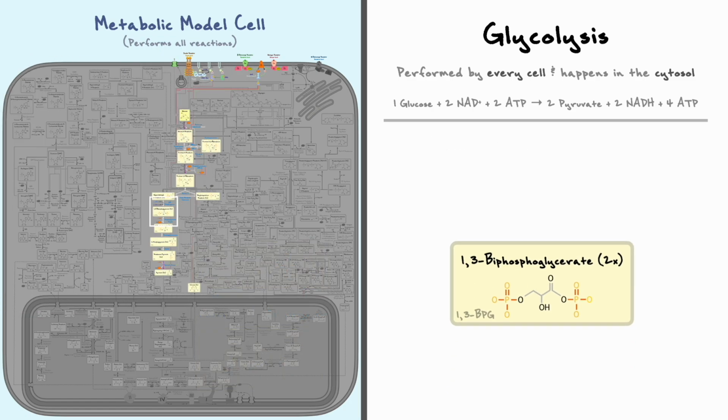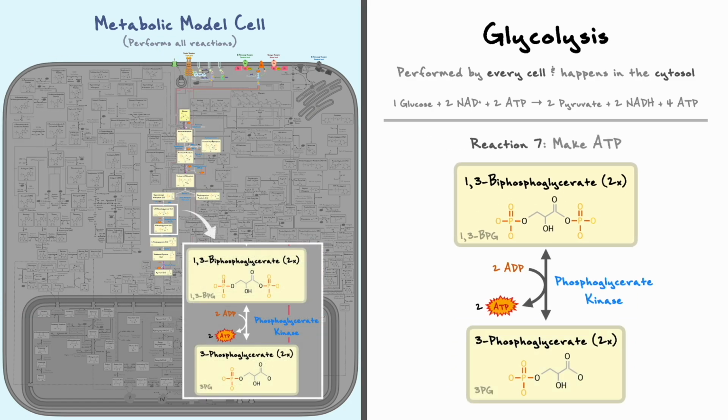Now, moving on to reaction 7, here one of the phosphate groups of 1,3-BPG is used to phosphorylate ADP to ATP, and that produces 3-phosphoglycerate. The enzyme that catalyzes the reaction is phosphoglycerate kinase, and keep in mind that since we have 2 molecules of 1,3-BPG, we produce 2 molecules of ATP back.